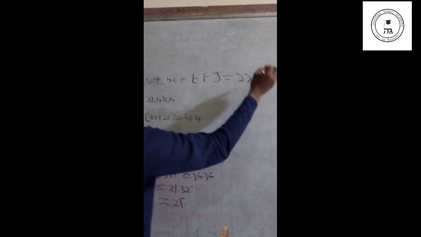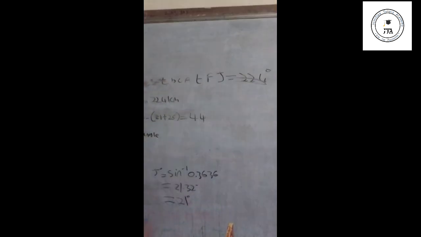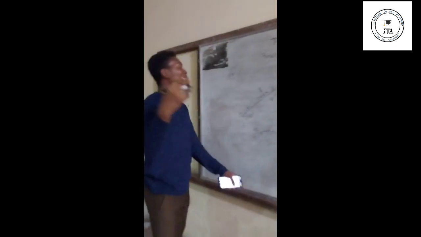Therefore, the bearing of T from J is equal to 224 degrees. It's as simple as ABC. So you see, after this class, I promise you, you will have no more issues with bearing.